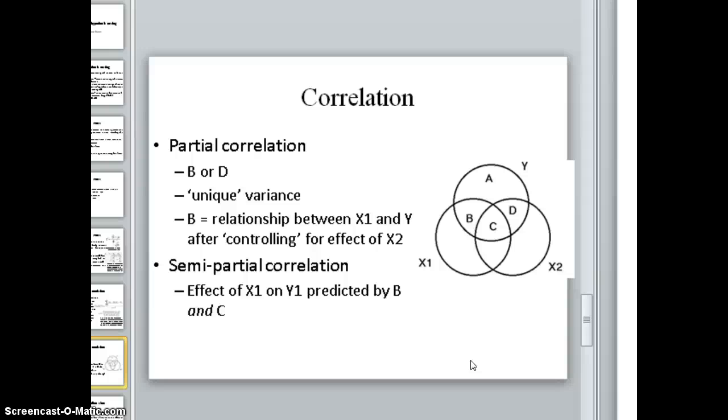A semi-partial correlation is similar, but they're not often reported or computed in research studies. It's a bit like cheating, and it's not clear how much of C contributes to the effect. So if you did a semi-partial correlation, you would see the effect of x1 and y predicted by B and C, and it's never really clear how much C contributes to the effect in this case. Bottom line, take-home message is to stick with partial correlations. Don't bother with semi-partial correlations, but it's going to be good to know what a semi-partial correlation is.